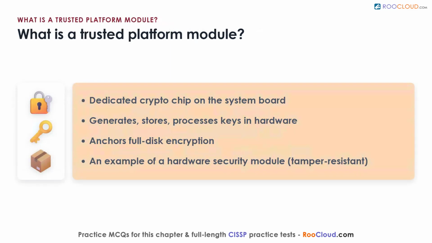What is a trusted platform module? A trusted platform module is a dedicated cryptographic chip on the system board used to generate, store, and process encryption keys in hardware. It commonly anchors full disk encryption, keeping the keys off the general storage where malware could grab them. It is one example of a broader category called a hardware security module, a dedicated crypto processor that manages keys, speeds up cryptographic operations, and includes tamper protection so it resists misuse, even if someone gets physical access.